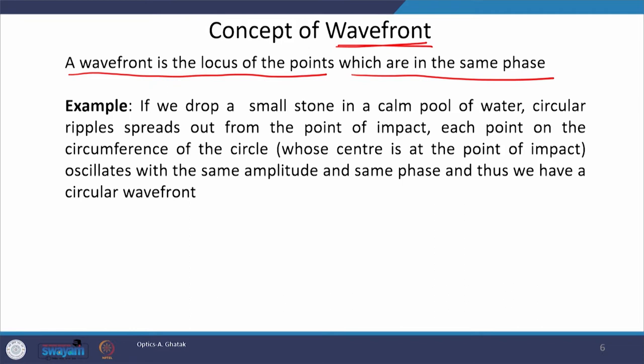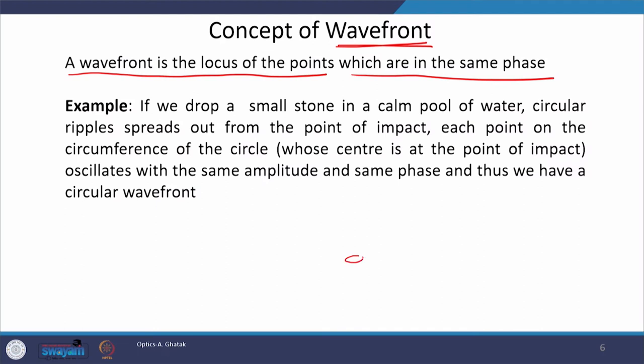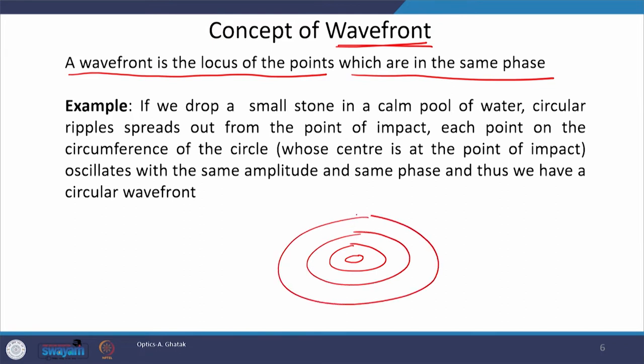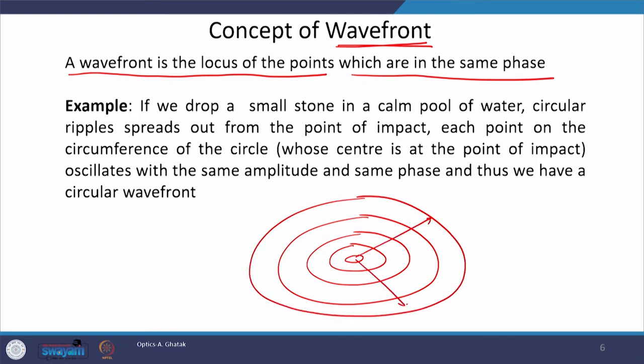And a very good example to understand the concept of wavefront is a water body. Take a pebble and drop it in the pond. Then what will happen? The pebble will go down and strike the upper surface of the water, and then from the point of impact a wave will get generated. It will propagate radially outward. Then this type of wave will be observed. You must have seen in the pond that concentric waves start to propagate outward from the point of impact of the pebble. This is the direction of the propagation.